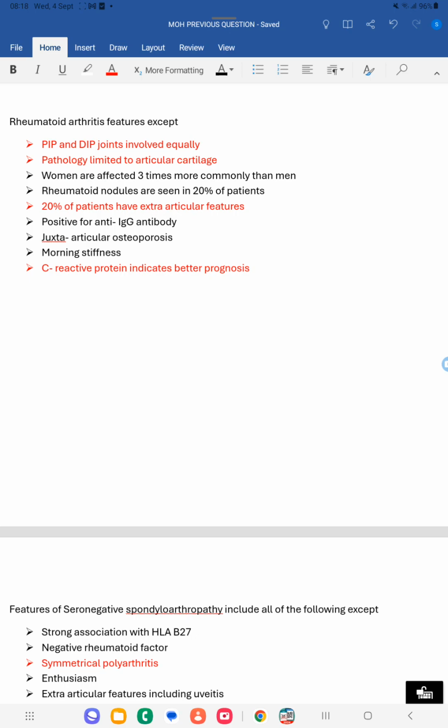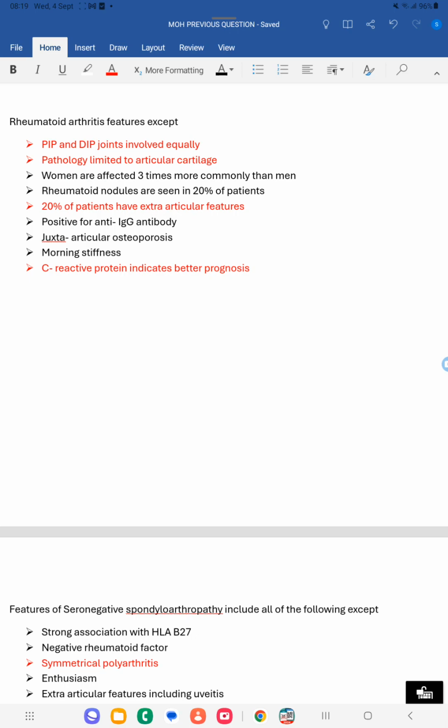Okay, so here PIP and DIP joints involved equally, that is not a feature of rheumatoid arthritis. PIP means proximal interphalangeal joints and DIP distal interphalangeal joints. These are not affected equally; only one of them will be affected in rheumatoid arthritis. Another thing is pathology limited to articular cartilage. It is not limited to articular cartilage, it is the whole synovial membrane that is getting inflamed.